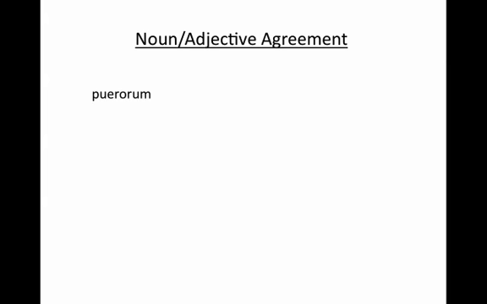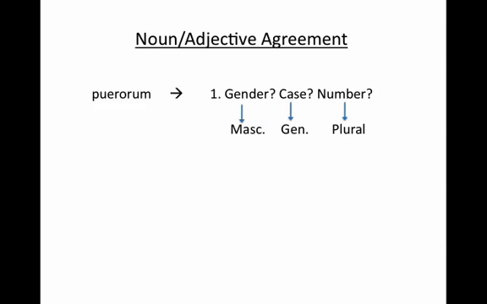So let's see this in action. Let's take the noun puerorum. We're going to go through some steps to find the adjective that agrees with puerorum. The first thing you're going to ask yourself is what is the gender, the case, and the number of puerorum. The noun puer in Latin is masculine, and that's something you just have to memorize. The case, because of that orum ending, is genitive, and once again, because of that orum ending, it's genitive plural. So now that we're armed with this information, let's make our boy evil.